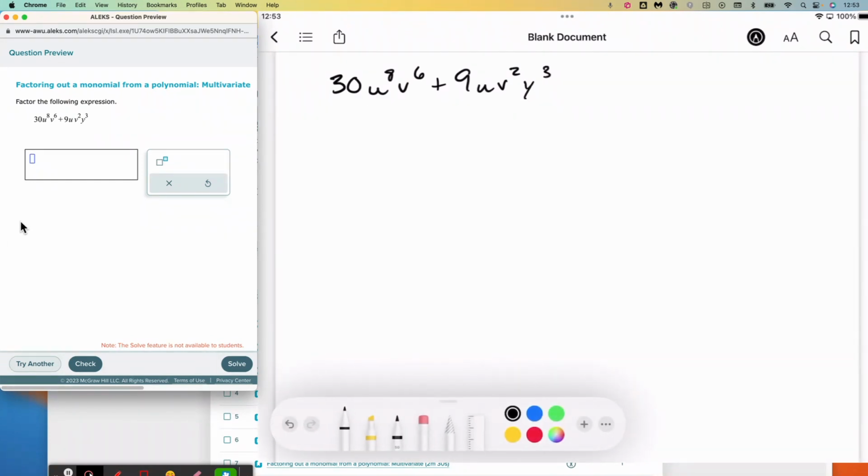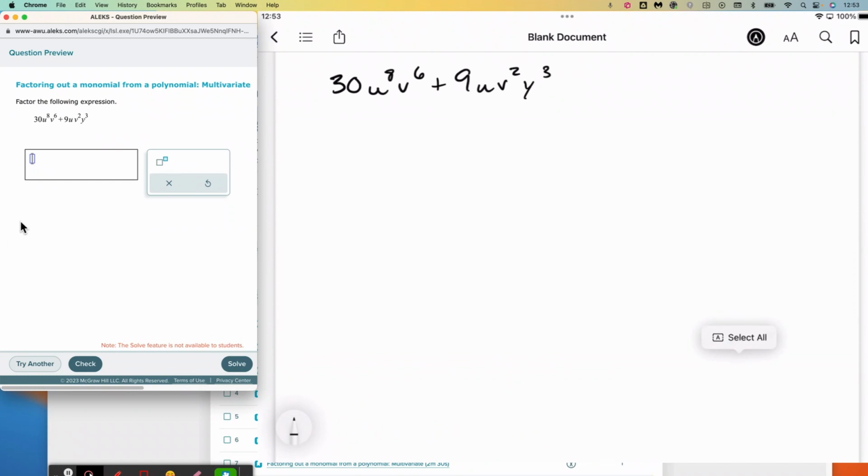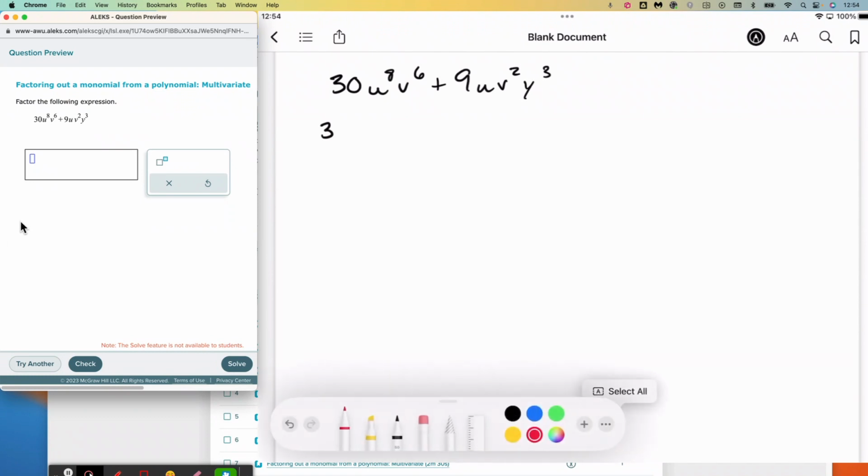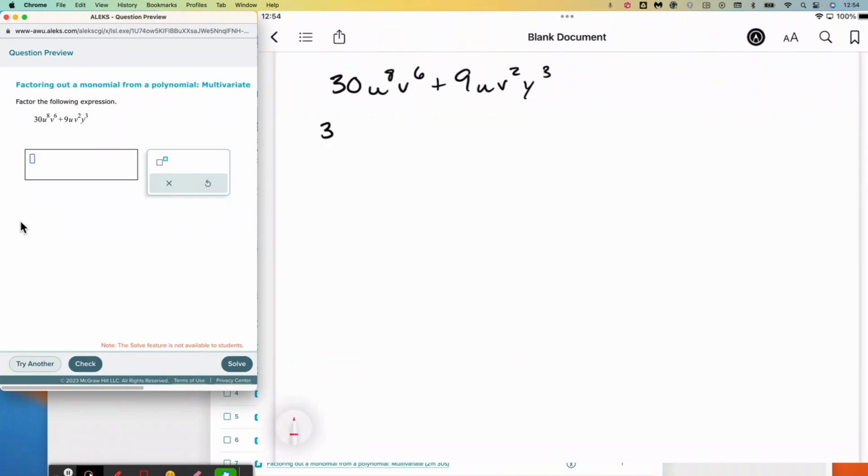And so again, with the numbers, what we're going to be doing is looking for the greatest common factor of 30 and 9. That's going to be 3. And then we're going to be looking for the highest order of each of these that they both have in common. So we have a u to the 8 and a u to the 1, so we're only going to be able to take out one u. And then we have a v to the 6th and a v to the power of 2. 2 is all that we're going to be able to take out. And then we have a y to the power of 3 on one of them, but no y's on the other one, so we can't do anything there.